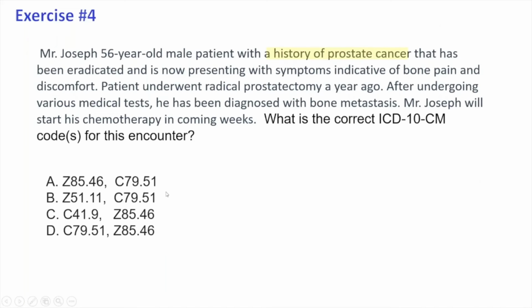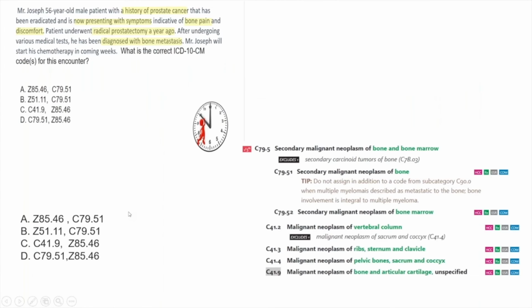So let's solve this one together, highlighting the keywords: history of prostate cancer, and that has been eradicated. Now presenting with the symptoms of wound pain and discomfort. The patient underwent a radical prostatectomy 1 year ago, and now he has been diagnosed with metastasis of bone, and he will start his chemotherapy in the coming week.